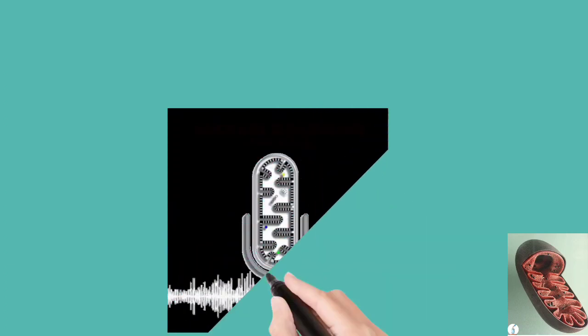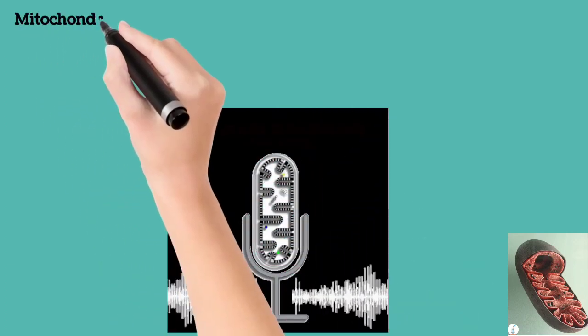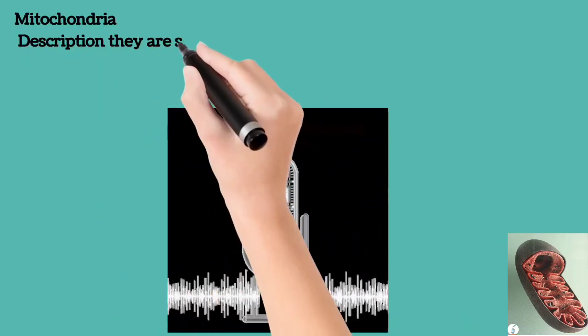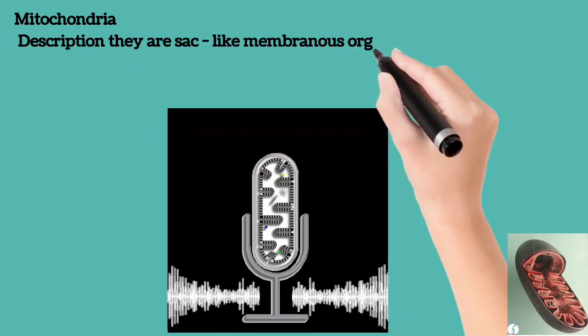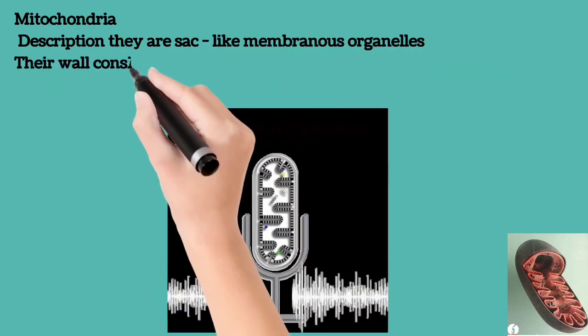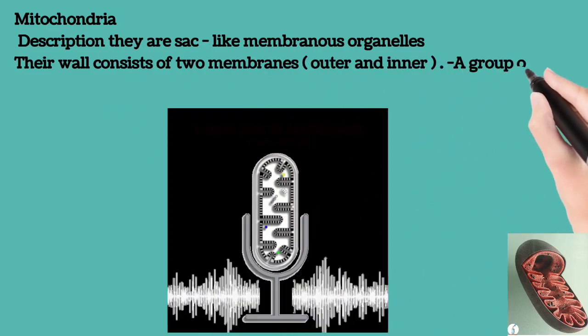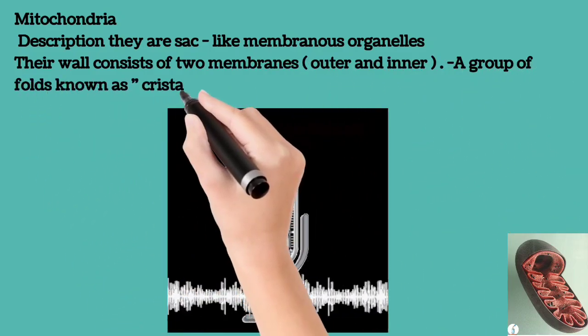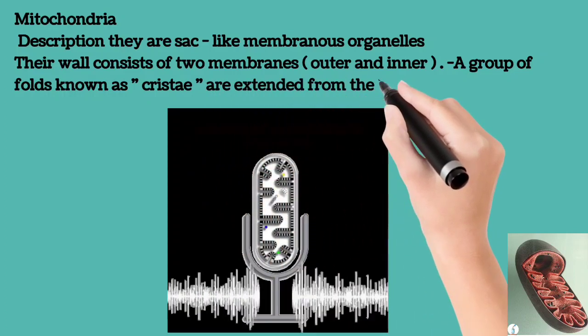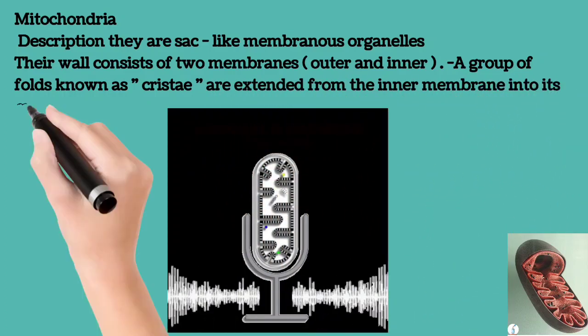Mitochondria. Description: they are sac-like membranous organelles. Their wall consists of two membranes, outer and inner. A group of folds known as cristae are extended from the inner membrane into its matrix. They are considered the main storehouse for the respiratory enzymes in the cell.